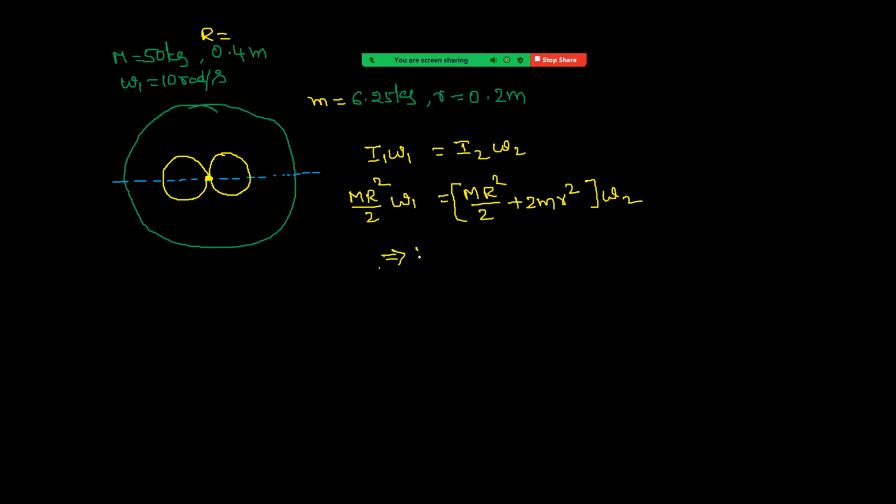So from this, we are going to get omega 2, that is 8 radian per second. So here the major thing is writing the equation, right? Then the remaining is just the calculation part. Let us see the next one.